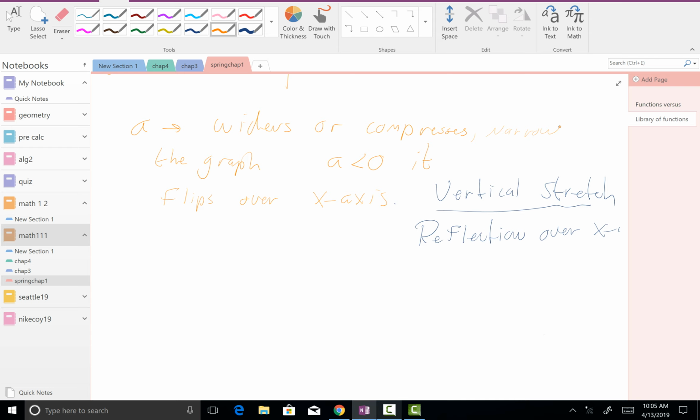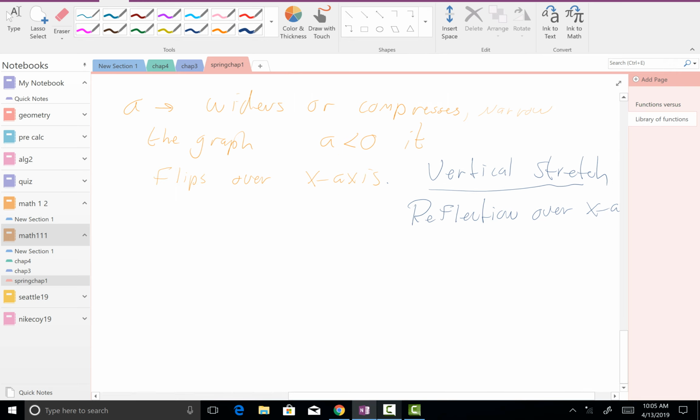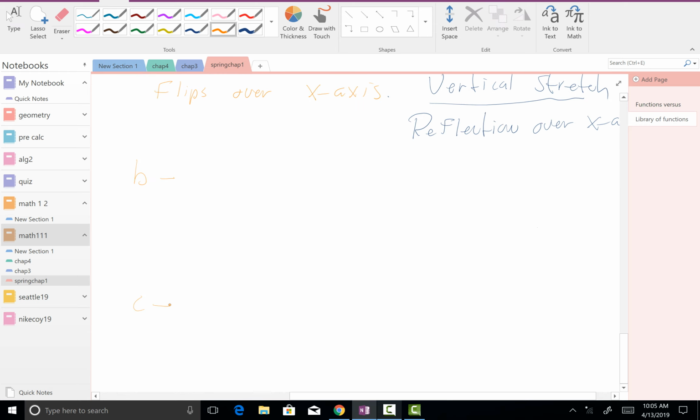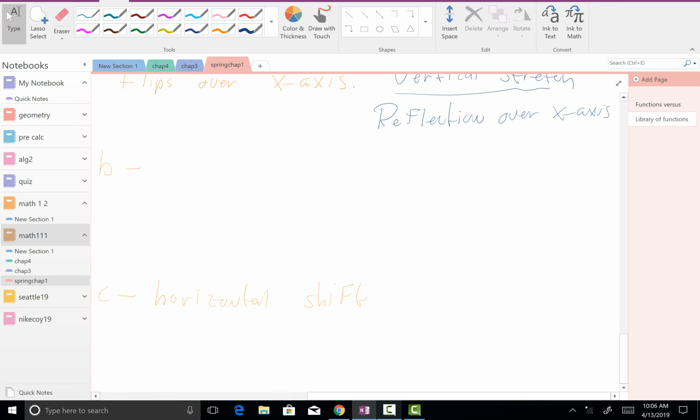Okay, what about C? Before we do that, let's leave just a little bit of room for B. So C, what does C do? It's the horizontal shift. Okay. So it's a horizontal shift, right?